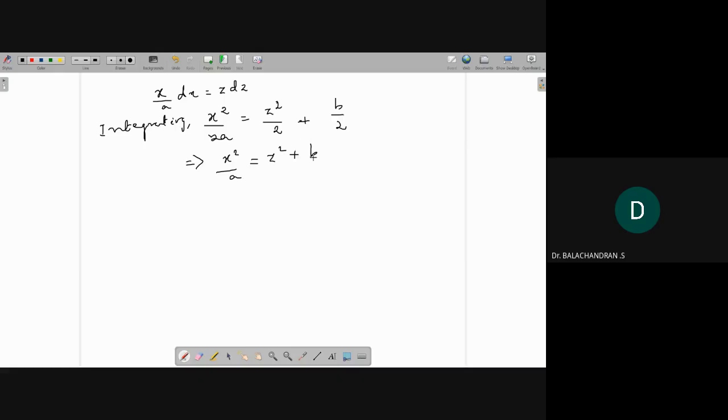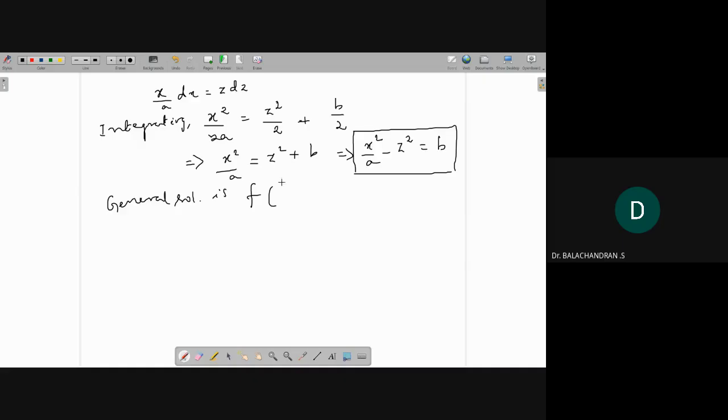So from this, we have x square by a minus z square equal to b. So this is v of x, y, z equal to b. This is the another independent solution. So step number 2 is over. Step number 3 is you should write the general solution. General solution is f of u comma v equal to 0.